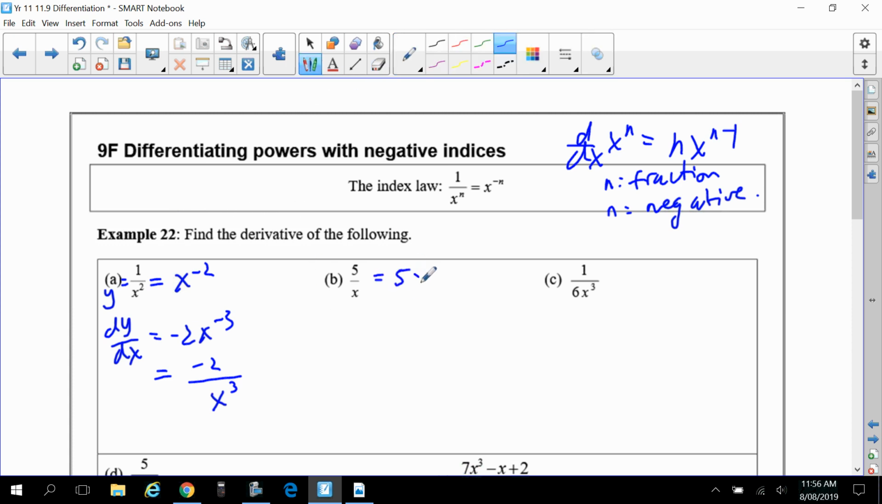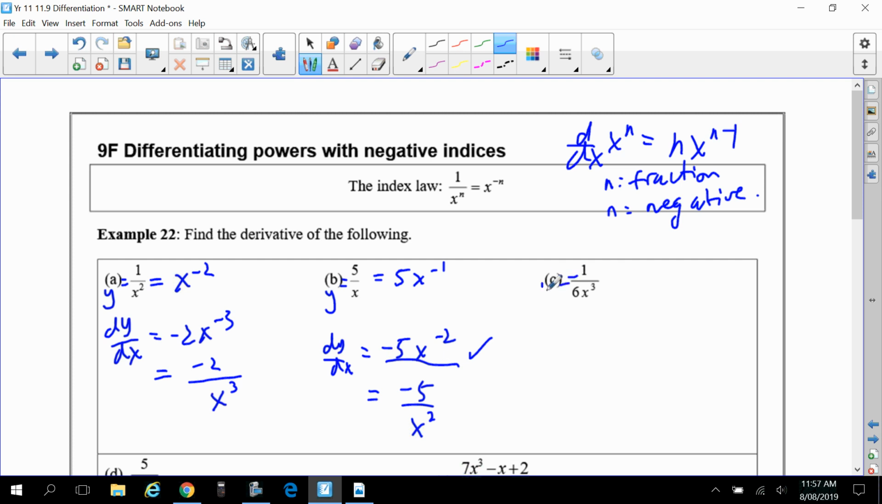Again, we need to write it like this: 5x power negative 1. Before you differentiate, dy over dx is equal to negative 5x power negative 2. Bring the negative 1 down, subtract the power by 1, and then you get negative 5 over x squared. It's always good to write it in positive index, although it may not be 100% required in the exam. So I think it's okay to leave it like that, unless the question says otherwise, unless the question says, express it without negative index.